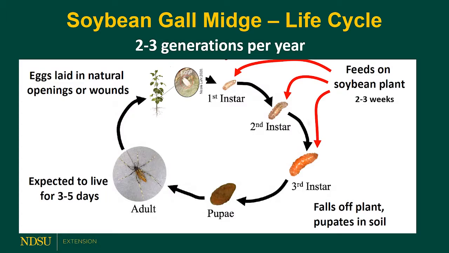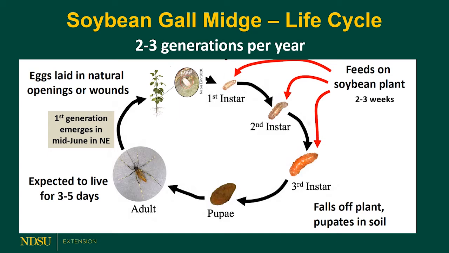The soybean gall midge life cycle has 2 to 3 generations per year. Let's start with the adult stage. Adults are short-lived and only expected to be around for 3 to 5 days. In Nebraska, the first generation emerges in mid-June. The adults emerge and the male and female will mate, and then the female will lay eggs on the plants or in the natural wounds or openings in the stem of soybeans.